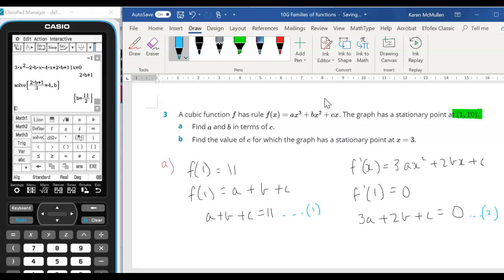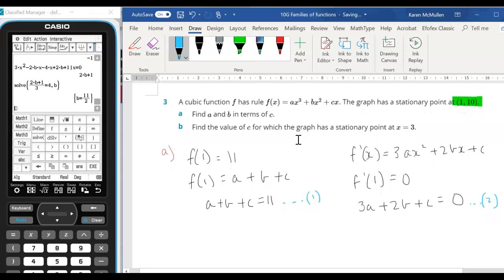So I've got my two equations, and we're finding a and b in terms of c. So what you can do is put them into your calculator and press solve, or you can solve them by hand using simultaneous equations. I would use the elimination method, but I'm just going to do it on the calculator for now.